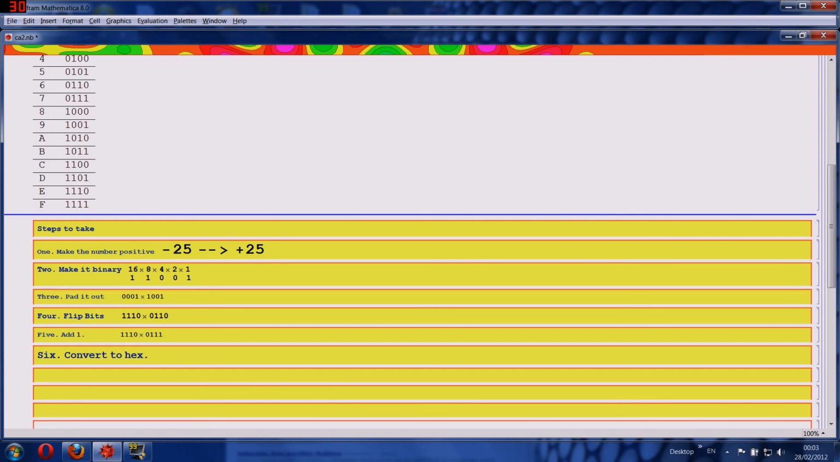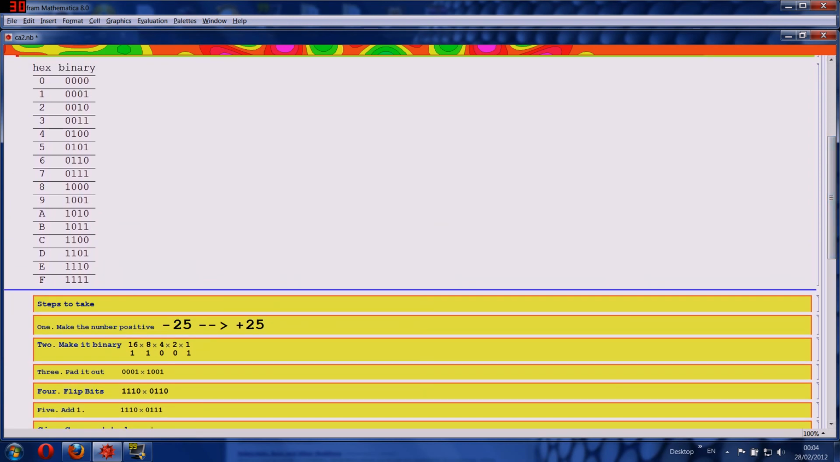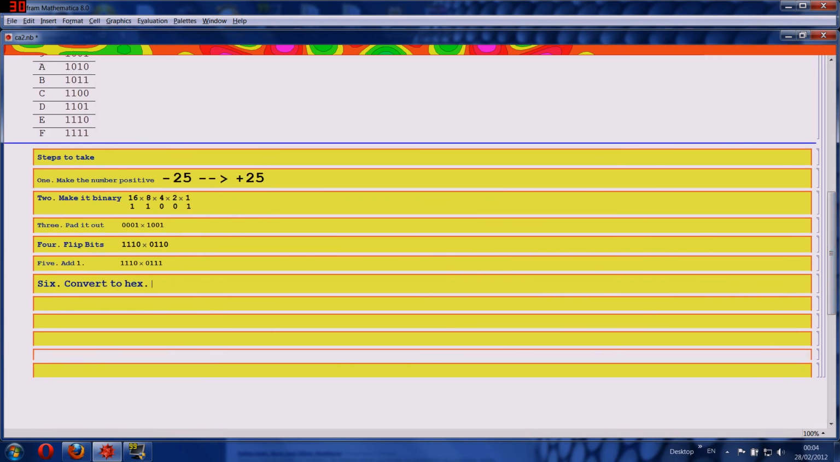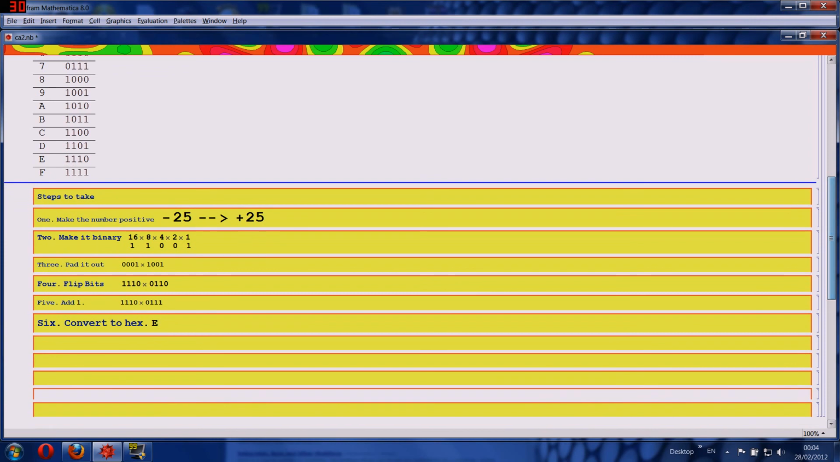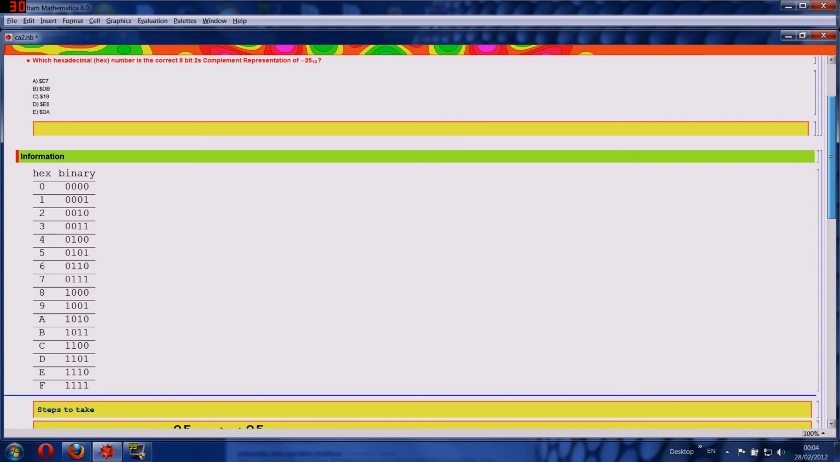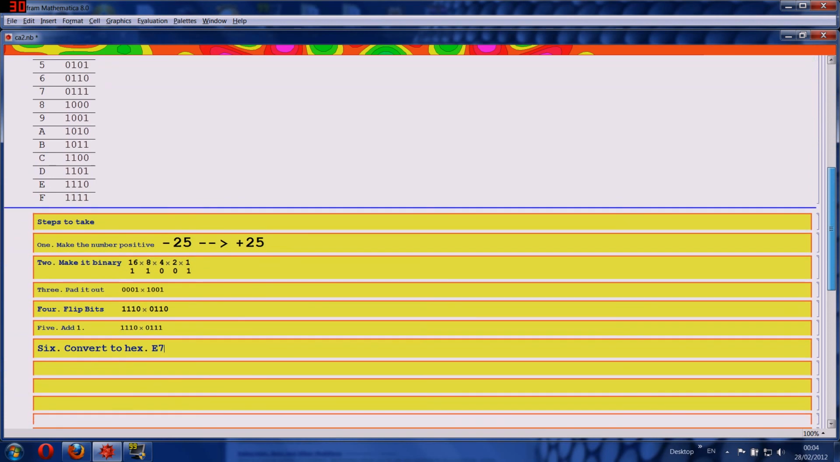Now all we have to do is go back up to our table and look at 1110. Where's that? There it is. So we'll put E there. And 0111, where's that? 7. And hopefully, okay, good. Yeah, so that's it. And therefore, I can conclude that A is the answer.